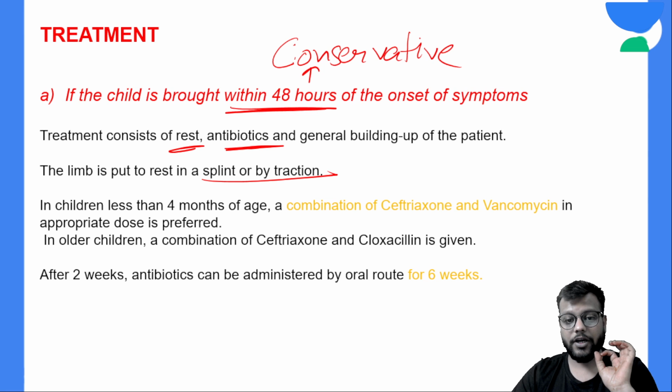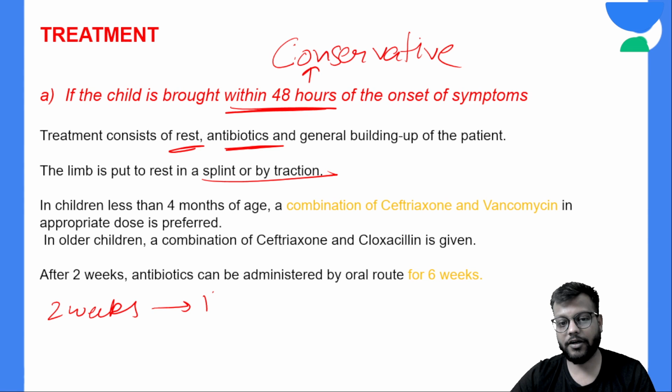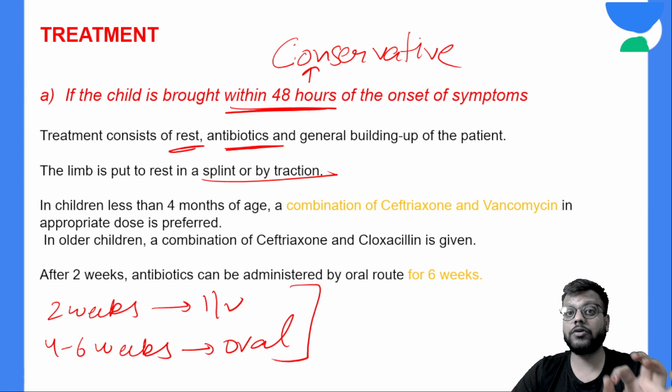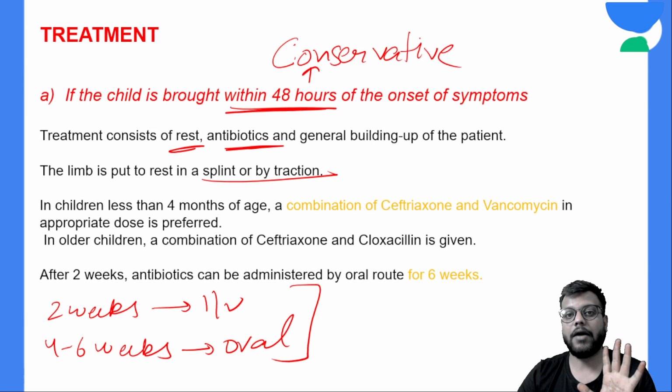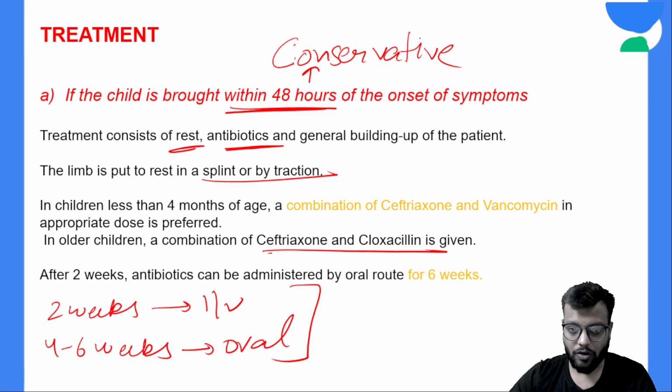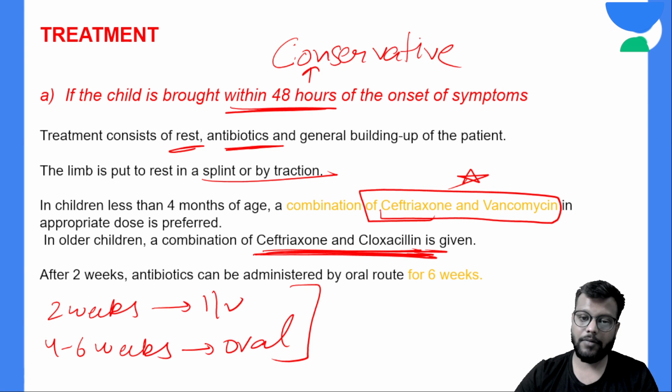Okay, so the treatment of choice is a combination of antibiotics. For 2 weeks you go for the parenteral, that is IV antibiotics. Then after 2 weeks, for 4 to 6 weeks, you go for the oral route. So you need to give the antibiotics for this long, at least 1.5 to 2 months. Firstly you need to remember this. Secondly, you give the antibiotics in a combination, which is ceftriaxone plus cloxacillin. But if the child is less than 4 months old, you have to give the combination of ceftriaxone plus vancomycin. Remember this, it is more important: ceftriaxone and cloxacillin.